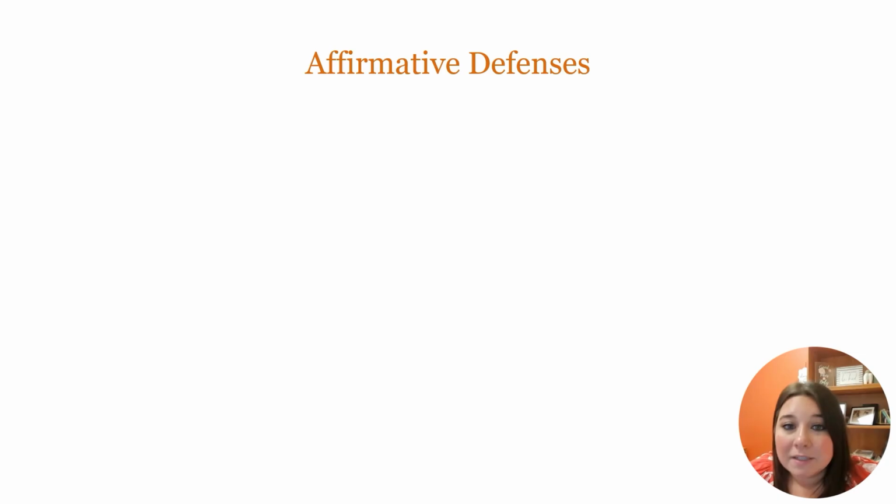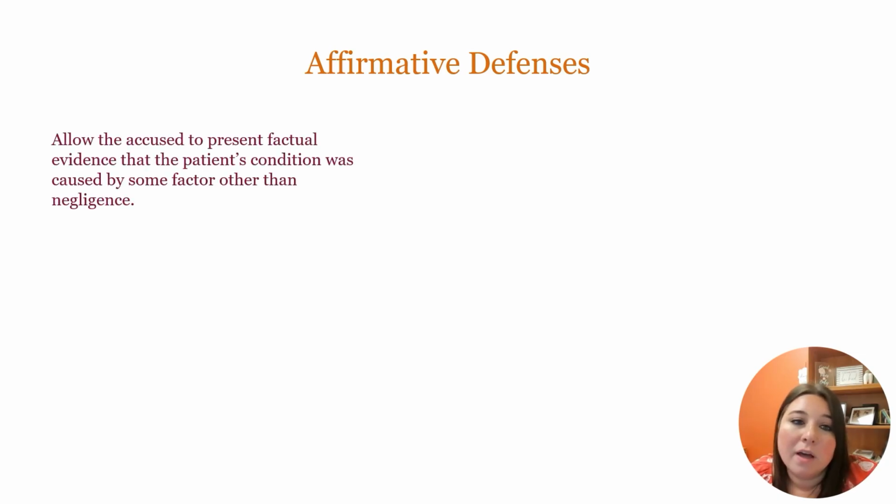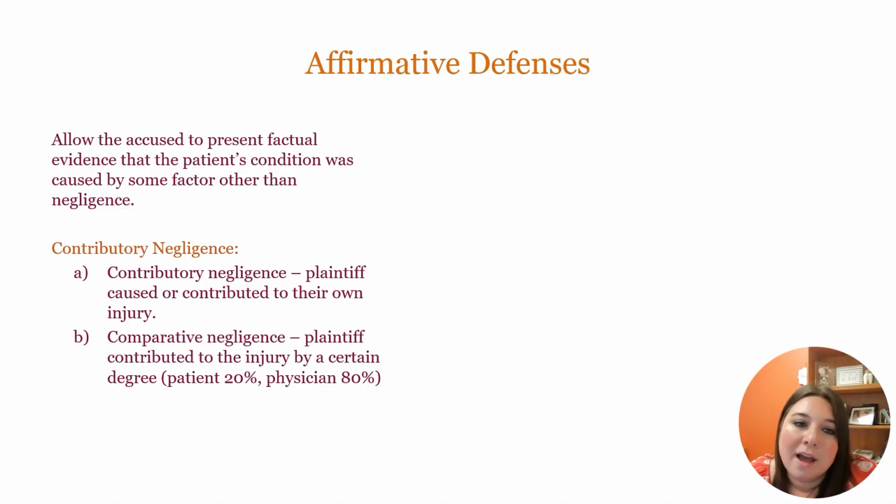Then next we have affirmative defenses. So this allows the accused to present factual evidence that the patient's condition was caused by some other factor than negligence. So number 1, contributory negligence. The plaintiff caused or contributed to their own injury, that it wasn't necessarily just the physician or provider's fault. And then there's also comparative negligence. So the plaintiff contributed to the injury by a certain degree, such as the patient contributed 20% and the physician contributed 80% of whatever negligence or damages that the patient believes that they caused.